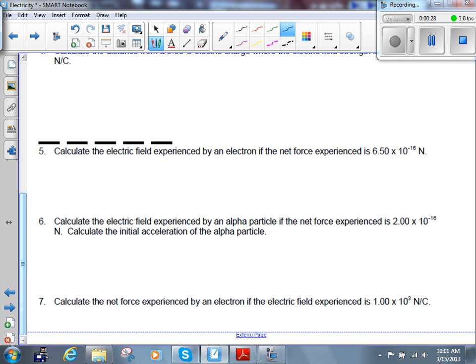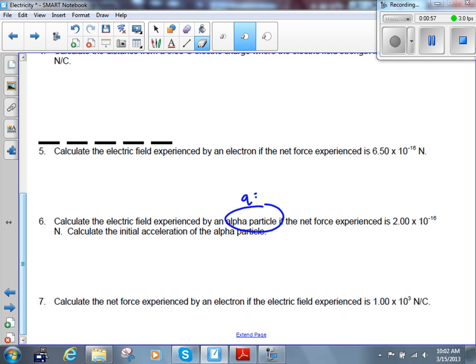6 says calculate the electric field experienced by an alpha particle if the net force experienced is 2.0 times 10 to the negative 16 newtons, and we want to find the initial acceleration of the alpha particle. Let's worry about one thing at a time. Let's get the electric field strength first. We're talking about an alpha particle here, so the charge of the alpha particle is on our data sheet. It says on the data sheet 2e. But an e is, of course, the elementary charge. So 2 times the elementary charge would be 2 times 1.6 times 10 to the minus 19. It gives us a charge of positive 3.20 times 10 to the minus 19 coulombs.